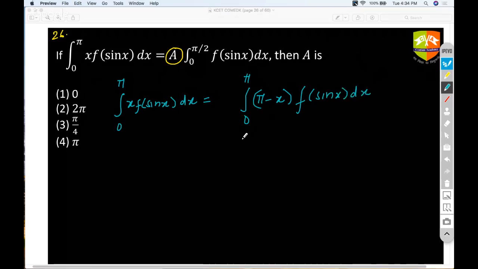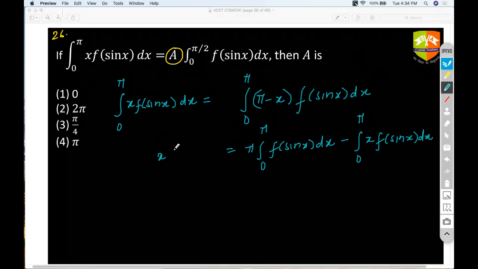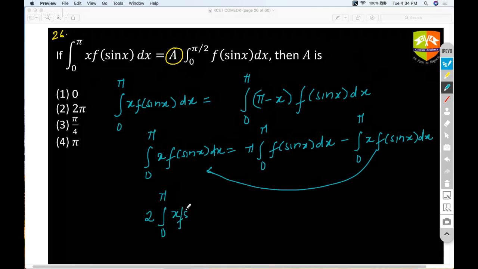Now this can be written as pi times the integral from 0 to pi of f of sine x dx minus the integral from 0 to pi of x times f of sine x. So bring it on this side. It becomes 2 times the integral from 0 to pi of x times f of sine x is pi times the integral from 0 to pi of f of sine x.